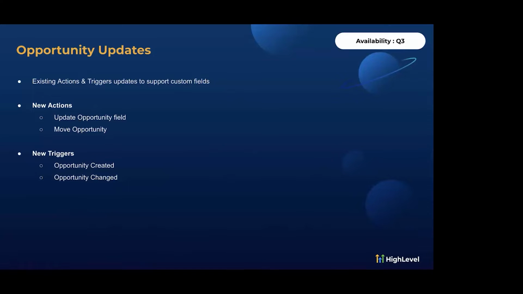And we are segregating the actions. Similarly, we are introducing new triggers, that is opportunity created. Whenever an opportunity is created, the trigger will get triggered, followed by opportunity changed. If any field data in an opportunity, including the custom field, is getting changed, you can get a trigger and you can handle the data over there.